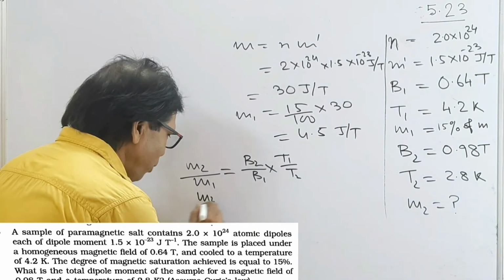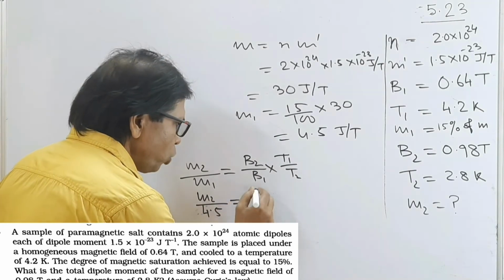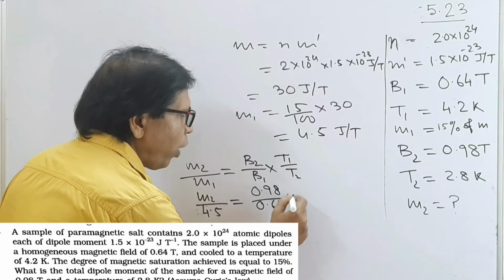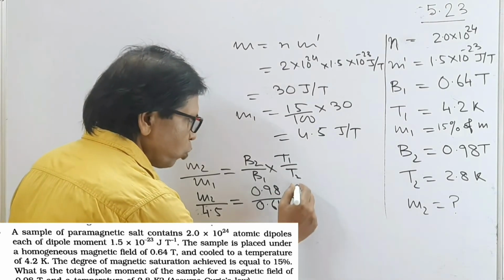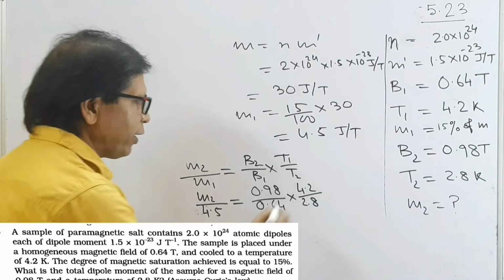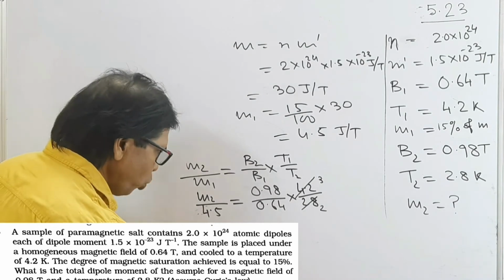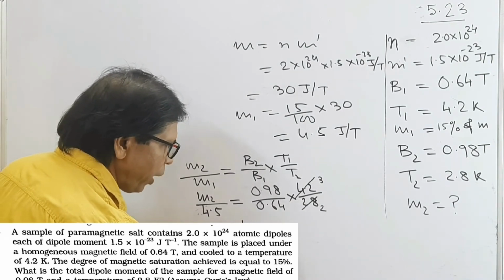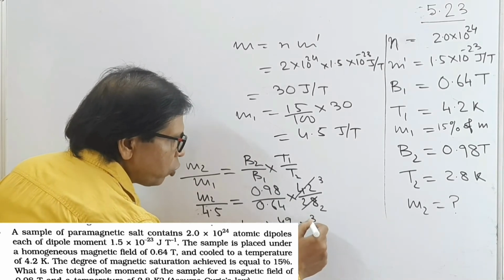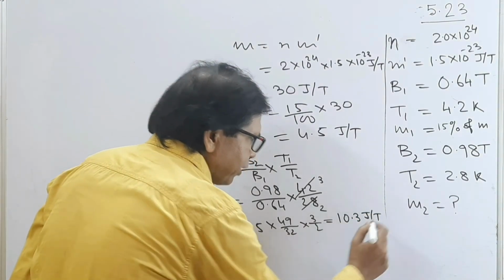Now put the value. Look at this, this is M2 and M1. What is M1? M1 equal to 4.5, B2 is 0.98 and B1 is 0.64. What is T1? Look at this, 4.2. Now what is T2? This is 2.8. Okay. Now look at this and this. This is the 2 and this is the 3. Okay. Now M2 equal to 4.5 and this is 49 by 32 and this is 3 by 2. Okay. This is 10.3 joule per Tesla.